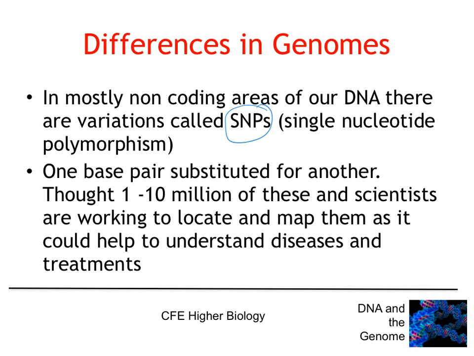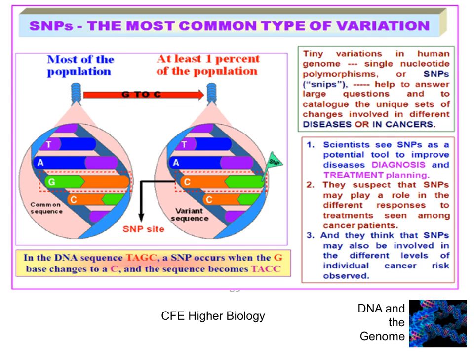These SNPs differ from one individual to another. So the DNA of two people does differ from each other because of SNPs. And I've put here just a wee thing looking at the most common types of variation that happen. This is looking at a SNP site where, in the DNA sequence TAGC, a SNP occurs when the G base changes to a C and the sequence becomes TACC.